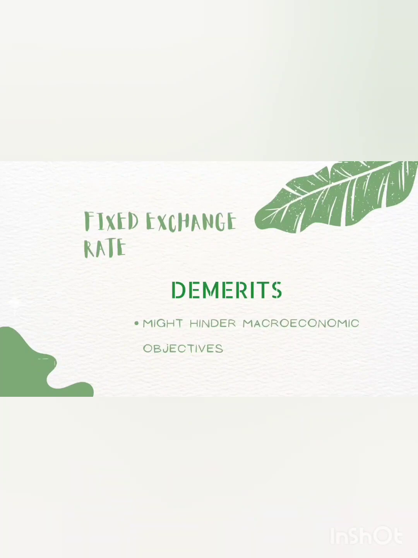Might hinder macroeconomic objectives. The fixed exchange rate system has been criticized for conflicts with other macroeconomic objectives, such as achieving sustainable economic growth. Under a fixed exchange rate system, the government sets a single currency value for all countries, which means that its value is not determined by market forces. This can lead to fluctuations in the currency's value and make it difficult for businesses to get loans in foreign currencies. Additionally, it can be risky for countries that have a high dependency on exports because their currency may become too weak against other currencies.